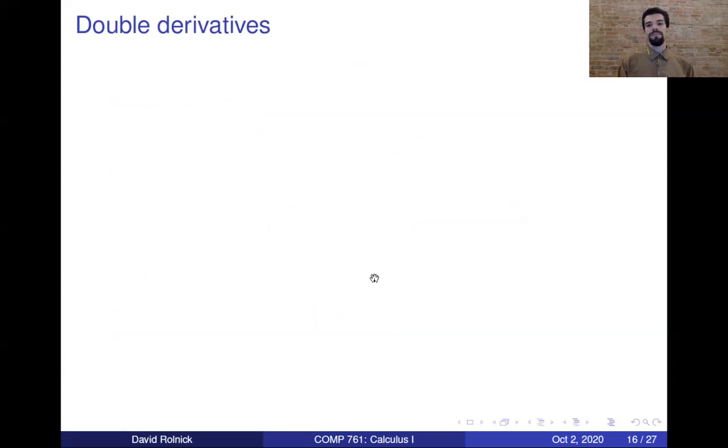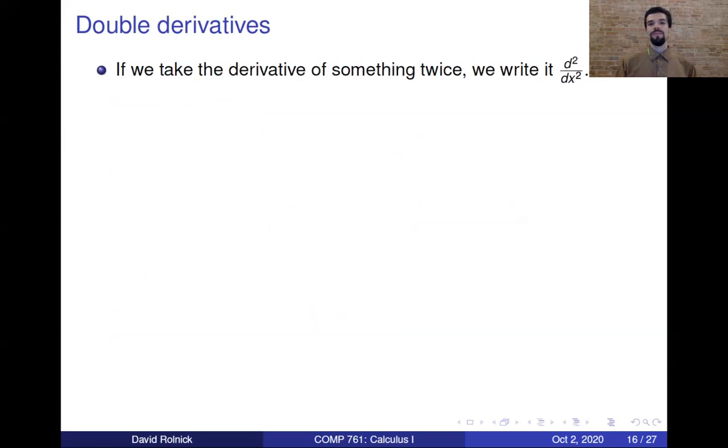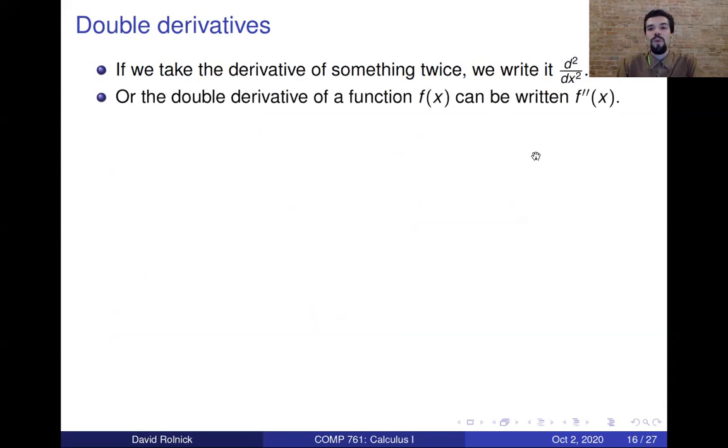Double derivatives. If we take the derivative of something twice, we're going to write it like this: d squared over dx squared, as it were. The double derivative of a function can also be written as f double prime.